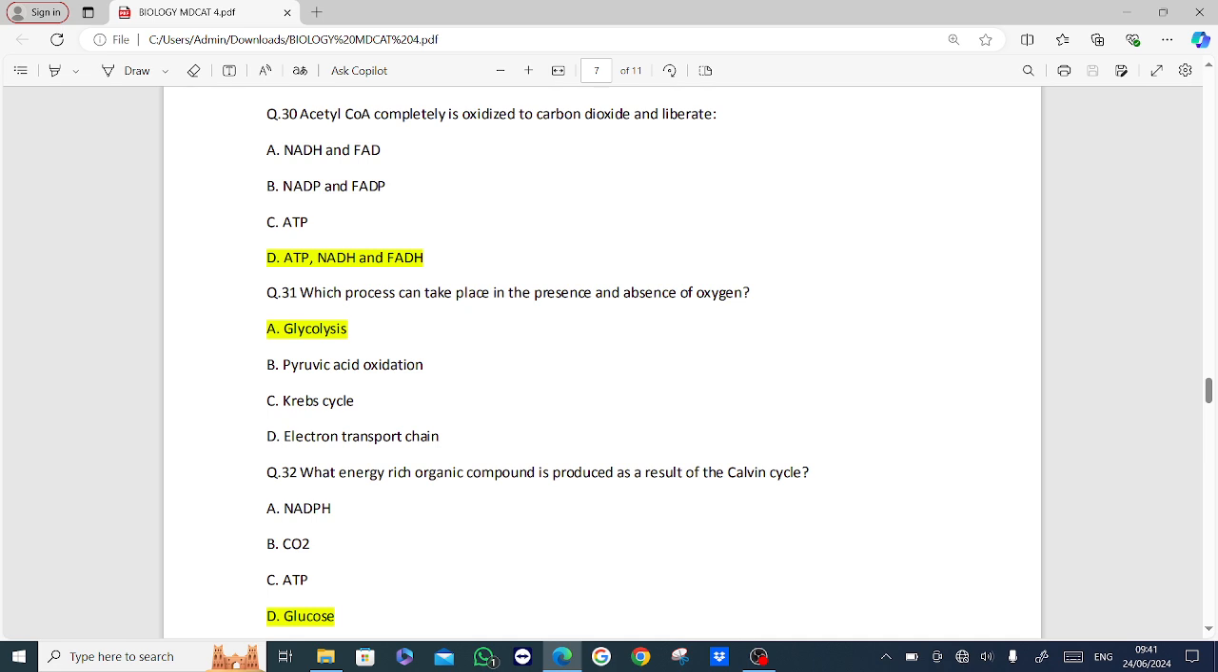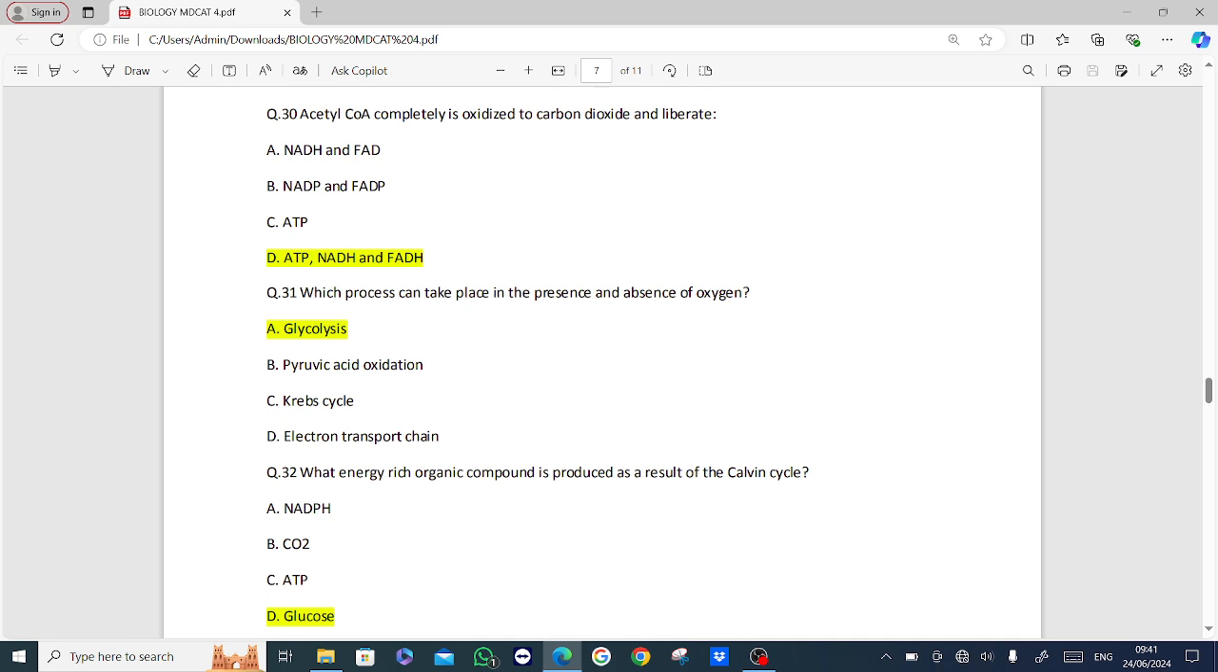Next MCQ is: which process can take place in the presence and absence of oxygen? Options are glycolysis, pyruvic acid oxidation, Krebs cycle, electron transport chain. Answer is option A, glycolysis.